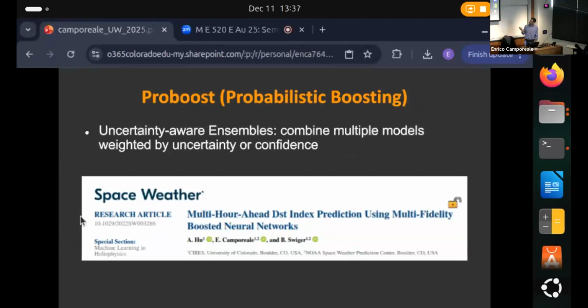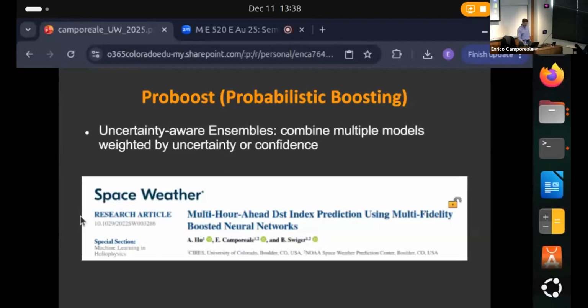We call this ProBoost, probabilistic boosting, because it's based on the idea of gradient boosting, although it's a bit different. It's been inspired by gradient boosting. Unfortunately, we didn't publish a paper specifically on the method, so the method is kind of hidden in this space weather paper, and therefore maybe it has not become so popular or widely used. Also, we realized, looking at the literature, that we kind of messed up with naming a new method, because we call the method ProBoost in the paper, but we use the words multi-fidelity boosted neural networks in the title.